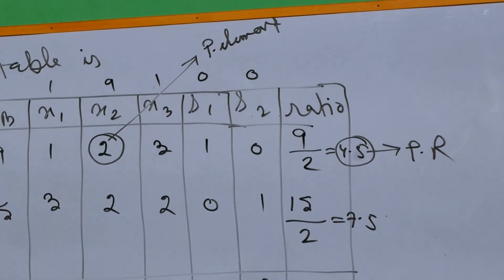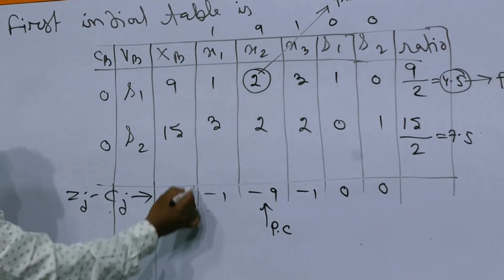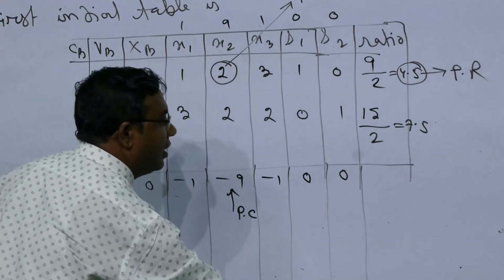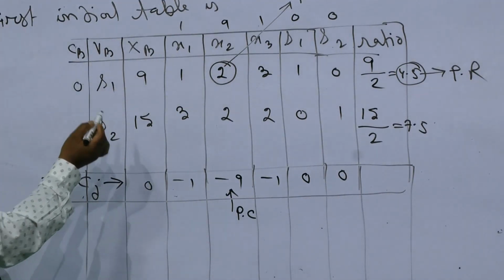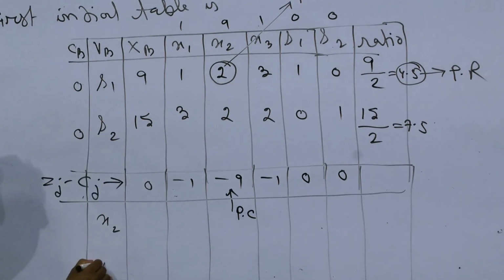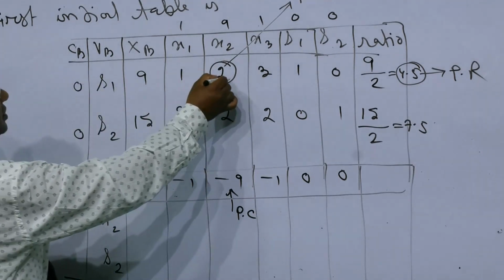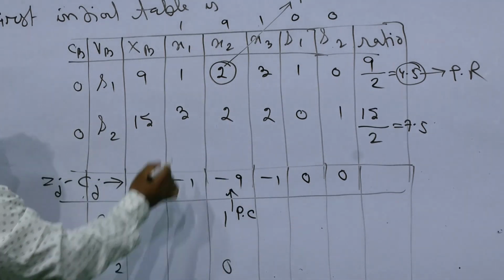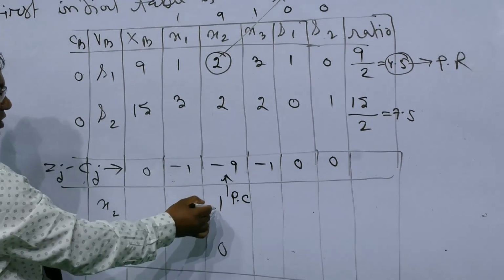Then next, you go to the second table. You can continue in this table for time saving, or you can make another table. So now we have to change this basic variable S1 by x2. x2 here, this is S2. Then you write, you change this 2 to 1, this 2 to 0.